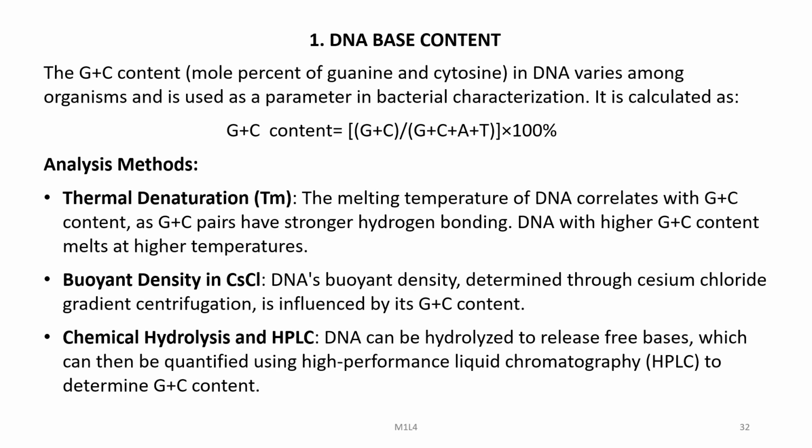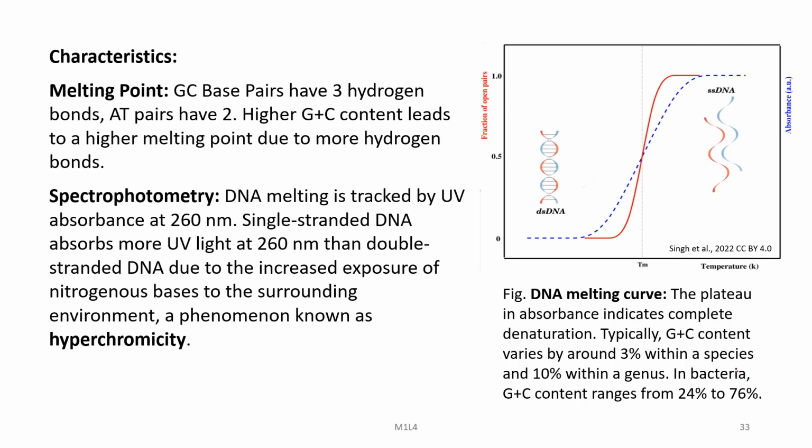Another method is the buoyant density in cesium chloride. DNA's buoyant density determined through cesium chloride gradient centrifugation is influenced by its G plus C content. Chemical hydrolysis and HPLC, here DNA can be hydrolyzed to release free bases, which can be then quantified using high performance liquid chromatography to determine the G plus C content.